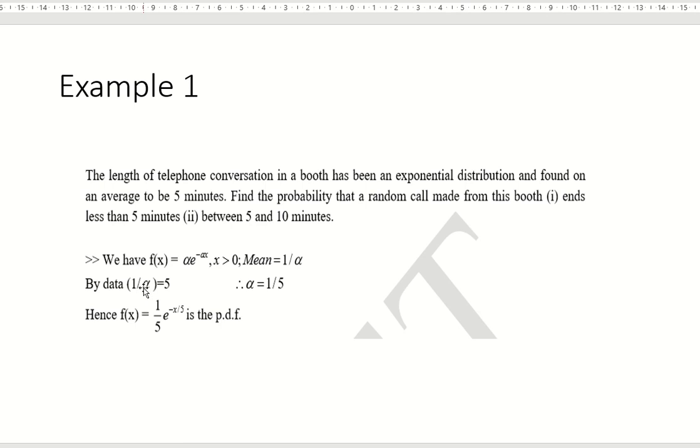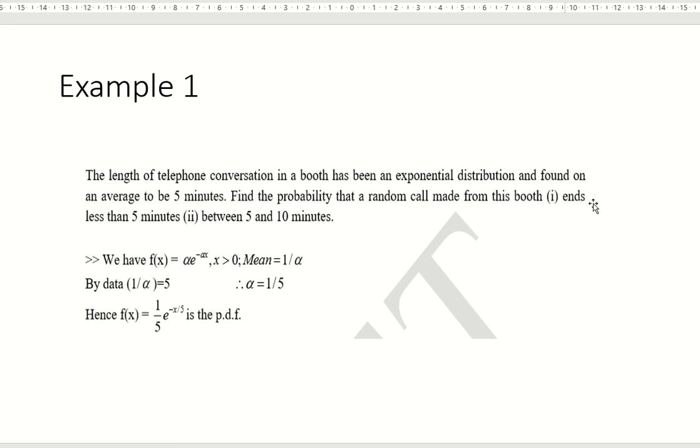See, first you have to write what is the probability function for exponential distribution. f(x) equal to alpha e power minus alpha x when x is positive, right? But what is given here? Mean. Mean means 1 by alpha, that is given as 5. So 1 by alpha equal to 5 means alpha equal to 1 by 5. So what is f(x)? Just replace here. Therefore f(x) equal to 1 by 5 e power minus x by 5. So this is the required probability density function.